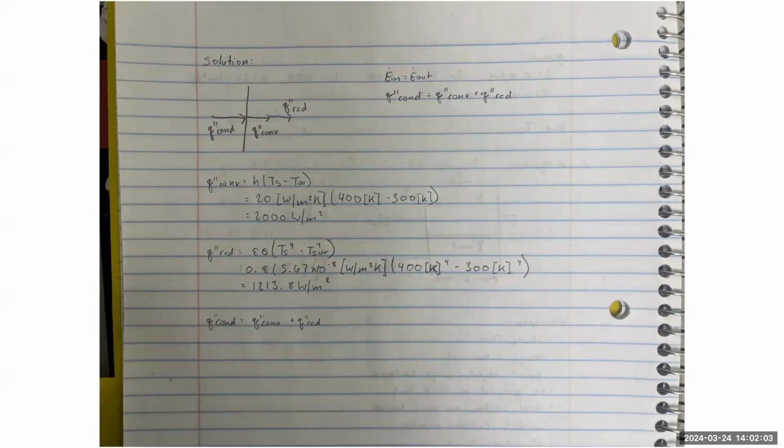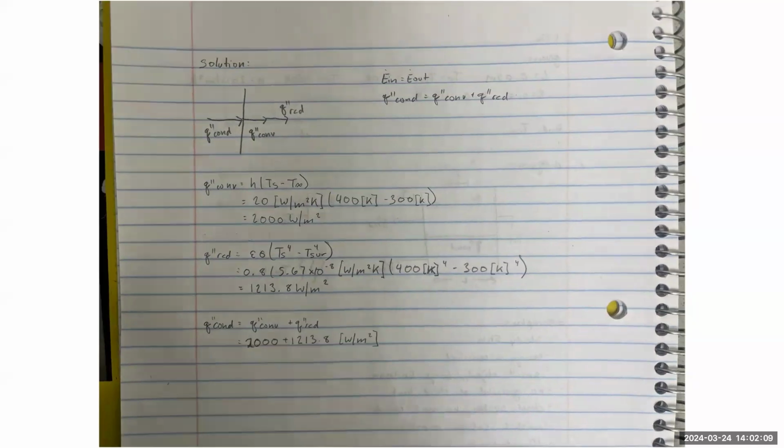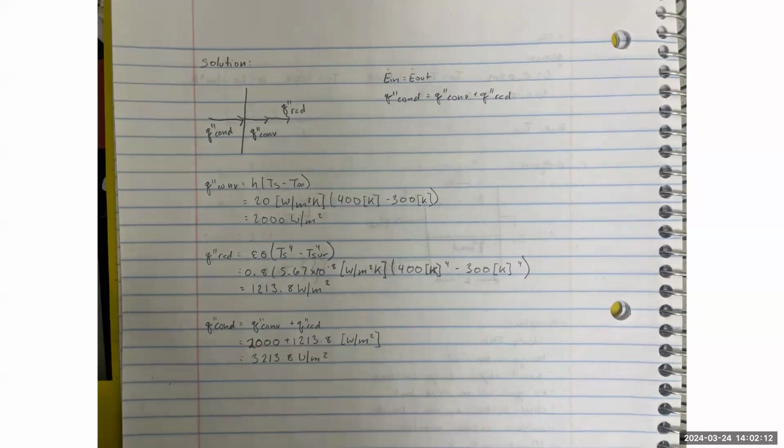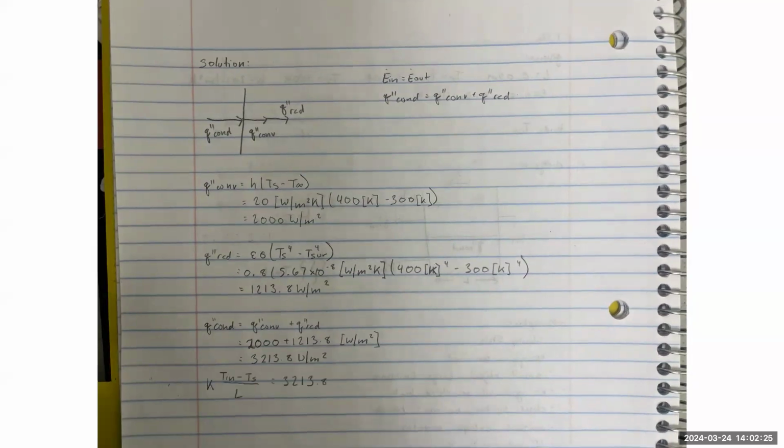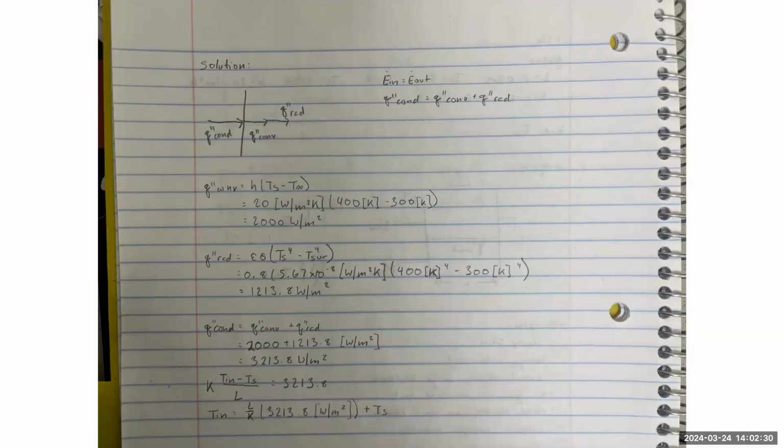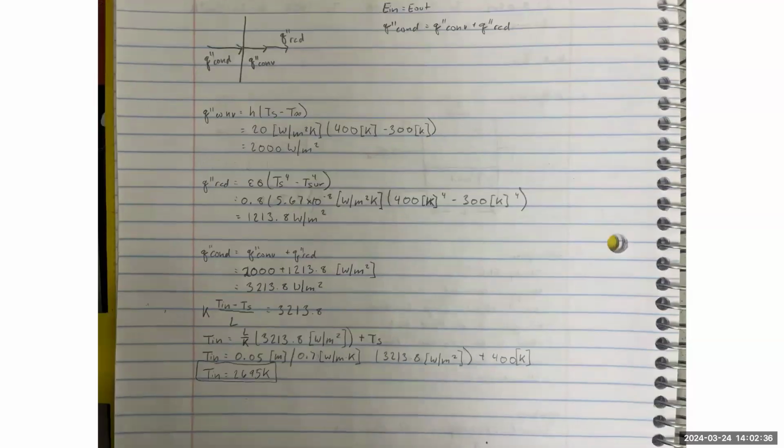Since conduction is equal to the sum of convection and radiation, we can plug these two terms in and find that the heat flux of conduction is equal to 3,213.8 watts per square meter. But we aren't done yet. We still need to find the temperature of the inner surface of the oven. So we will set this term equal to the equation for the heat flux of conduction. We can then rearrange that to solve for the inner temperature, plug in our variables, and find that the internal temperature is equal to 2,695 degrees Kelvin.